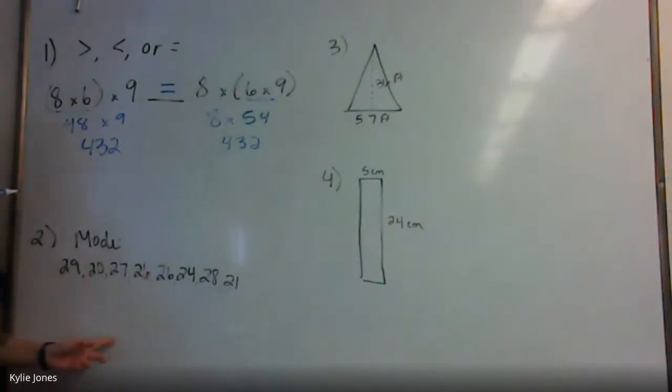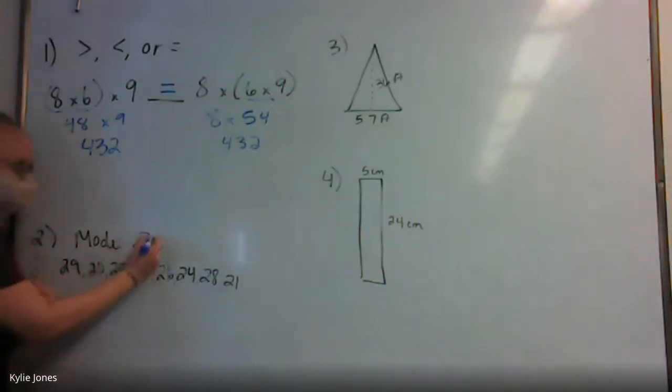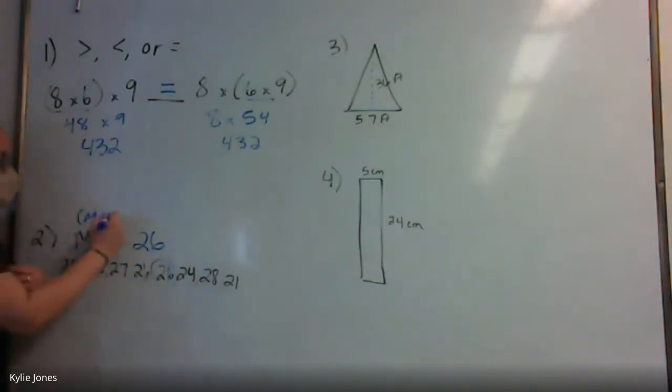For number 2, we're finding the mode. What do I need to do to find the mode? The number that happens the most. So we can put them in order from least to greatest, but I don't think it's necessary. What number happens the most in our data? 26. So we have two 26s. Is there anything else that happens more than twice? Nope. So our mode is 26. It's the number that you see the most, right? Mode is the most.